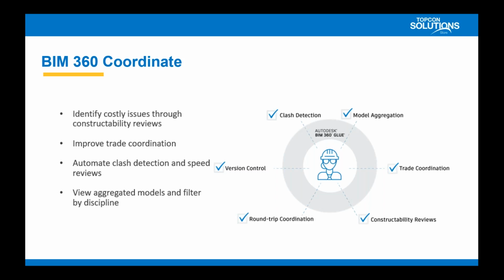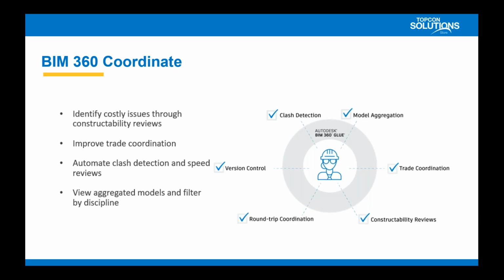We can label those clash issues that it creates as, okay, this is a clash issue, this is not a clash, and that helps with QA, QC of the model and the data that we're pulling from it.